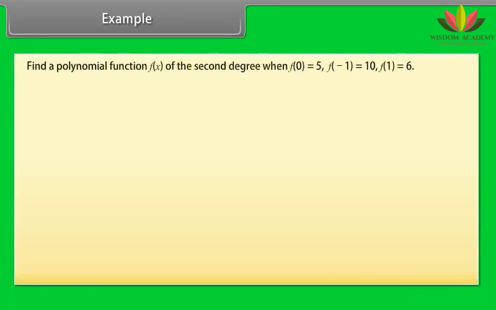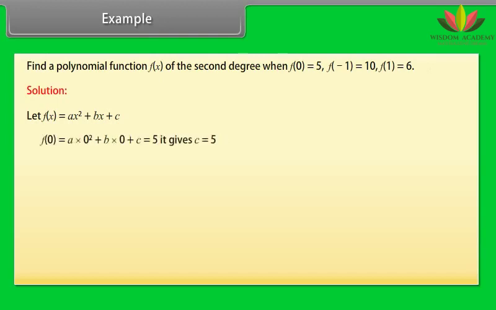Example. Find a polynomial function f(x) of the second degree when f(0) = 5, f(-1) = 10, f(1) = 6. Solution. Let f(x) = ax^2 + bx + c. f(0) = a times 0^2 + b times 0 + c = 5. It gives c = 5. f(-1) = a - b + c = 10. It gives a - b = 5.